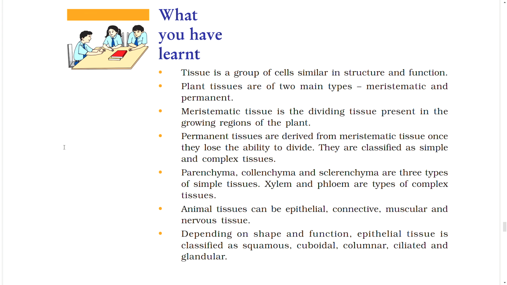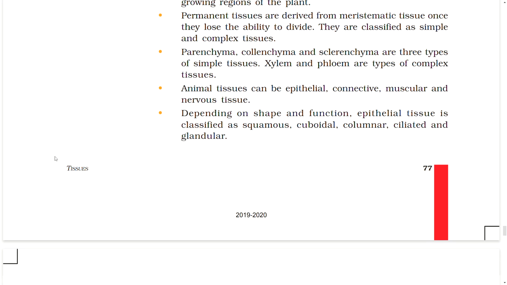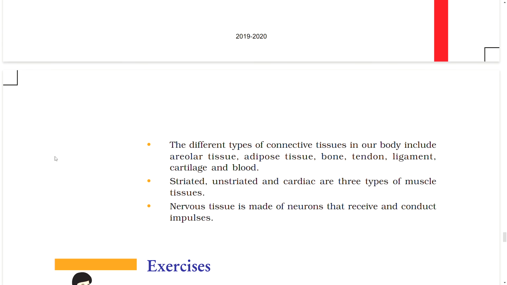Animal tissues can be epithelial, connective, muscular, and nervous tissues. Depending on shape and functions, epithelial tissue is classified as squamous, cuboidal, columnar, ciliated, and glandular. The different types of connective tissues in our body include areolar tissue, adipose tissue, bone, tendon, ligament, cartilage, and blood. Striated, unstriated, and cardiac are three types of muscle tissues. Nervous tissue is made of neurons that receive and conduct impulses.